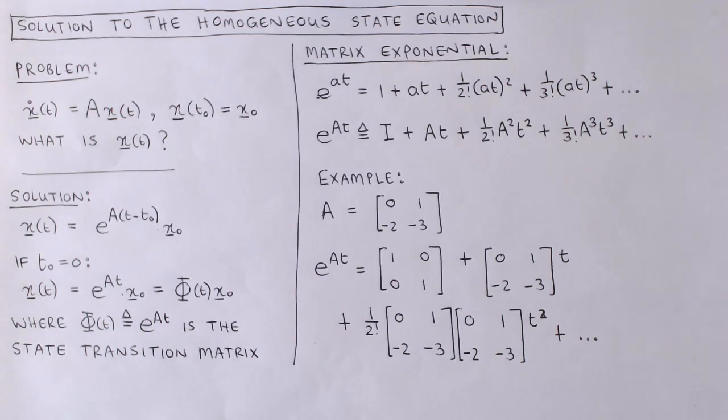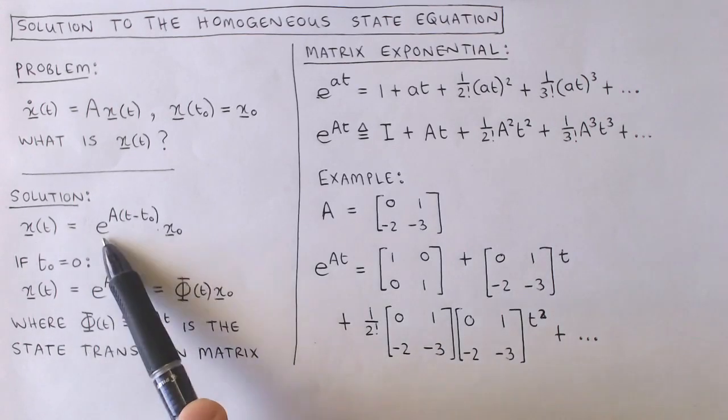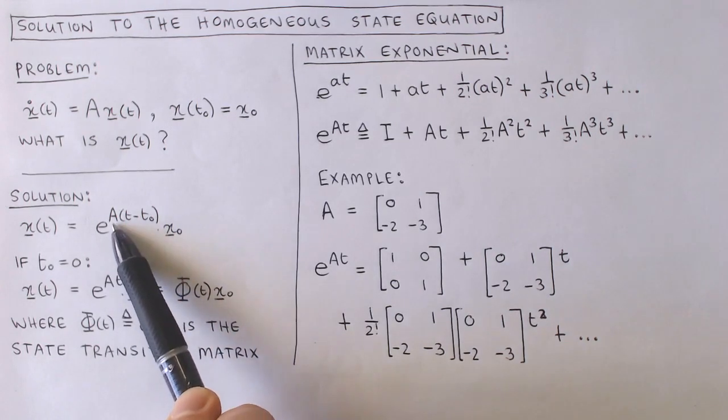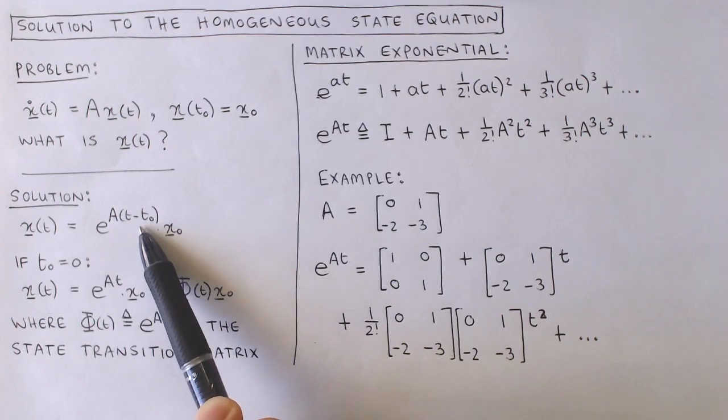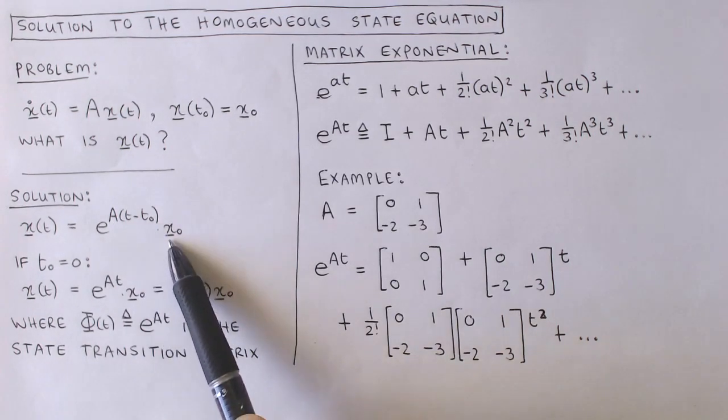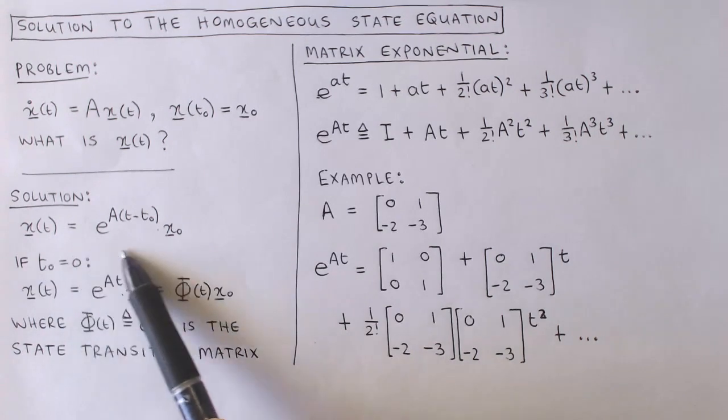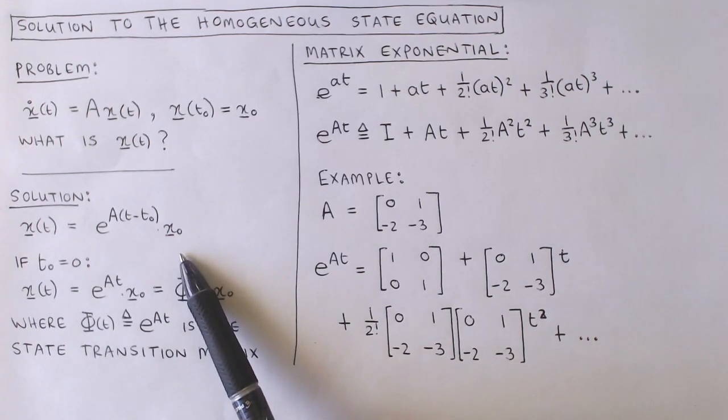With the definition of the matrix exponential function in hand, let's look at the solution to the homogeneous equation. It can be shown that the solution is given by the following expression, where this is the matrix exponential function of matrix A times t minus t0, which is the initial time, and x0 is the initial states of the system at time t0. We will prove the solution at a later stage.